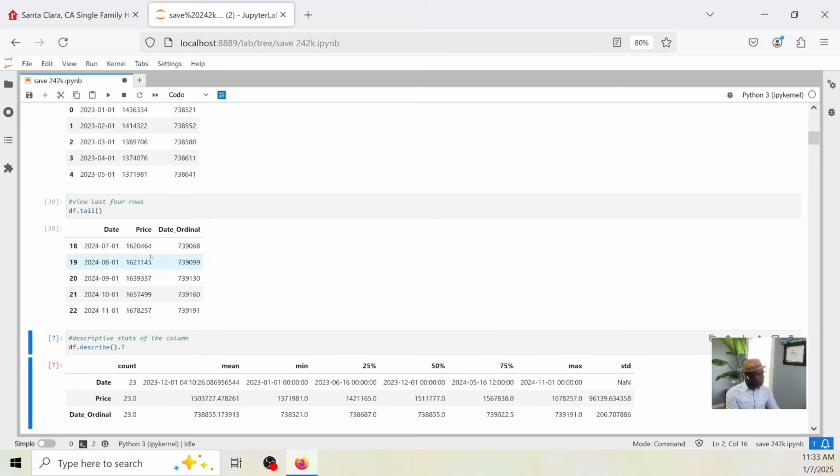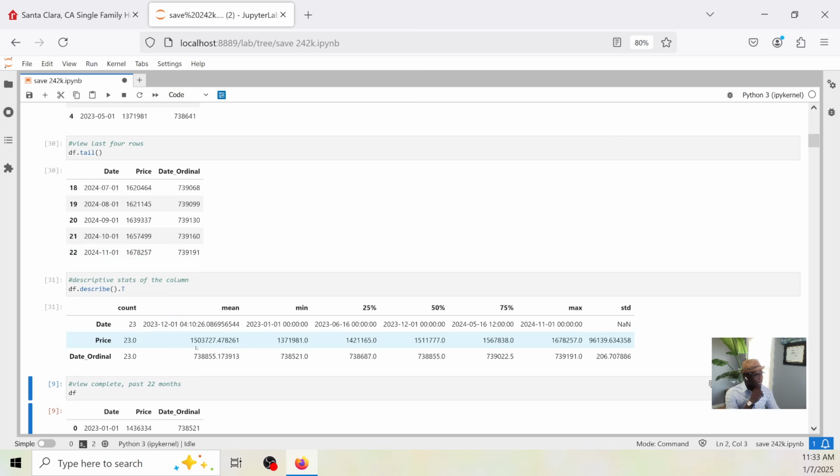Now I'm going to load the last 4, and we can see that the August 1st or July 1st was 1.62 million. August 1st was also 1.26 million. The last value is November 2024 at 1.67 million. I'm just going to describe the data.